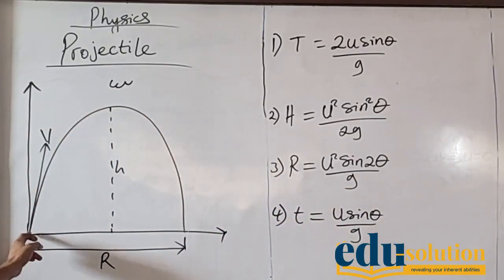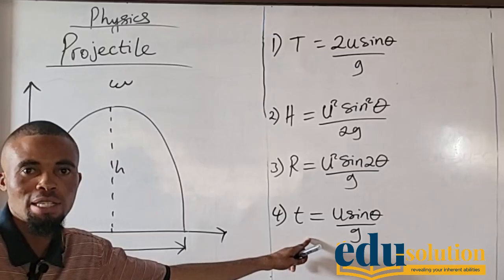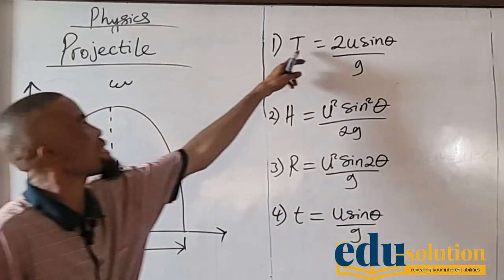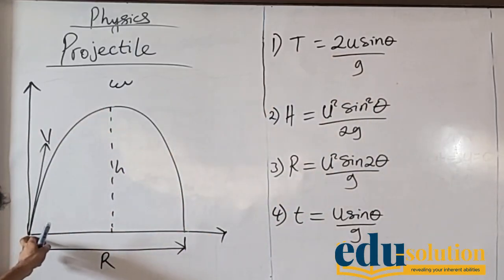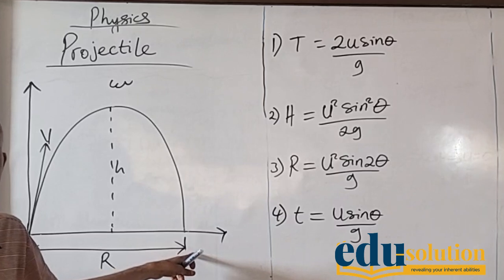Okay. Now, if I fire a catapult, the time it takes to move from here to this maximum height is what we have here. That's the time it takes to get to the maximum height. Okay. While this T here is the total time taken. That is the time it takes to move from here down to the projection plane again.